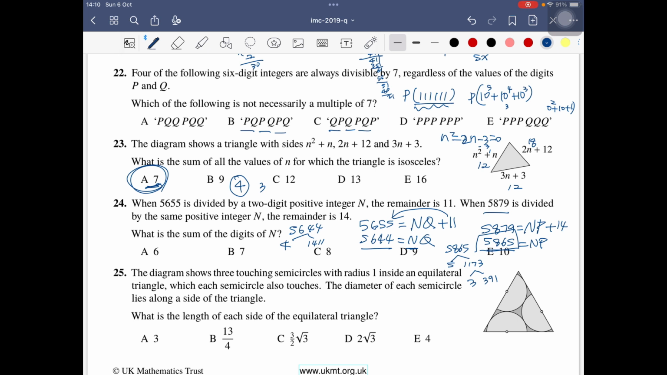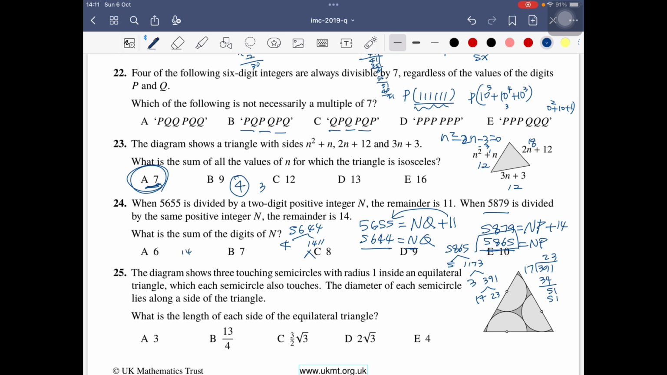So let's see what can be 1411 and 391. 391. Can we find any? Let's say, for example, 17. 391, 17 times 2 is 34, 51. Okay, this is 17 times 23. Maybe this may have 17 or 23.